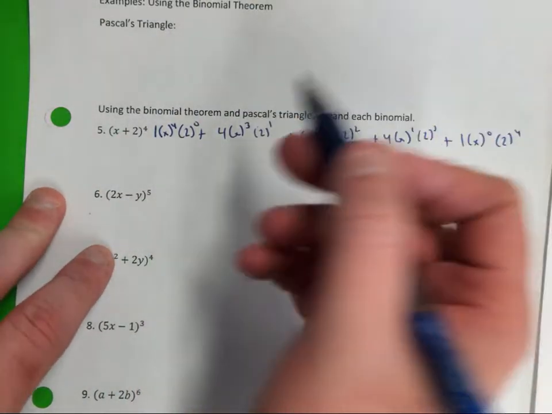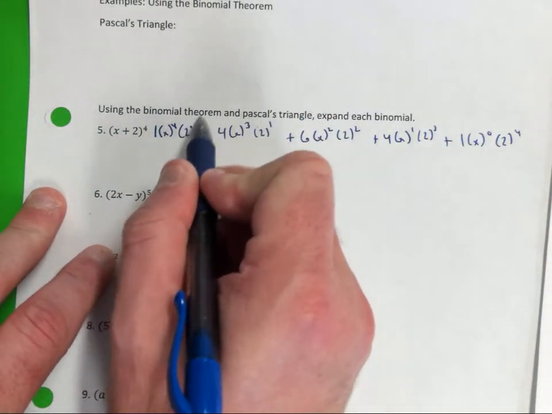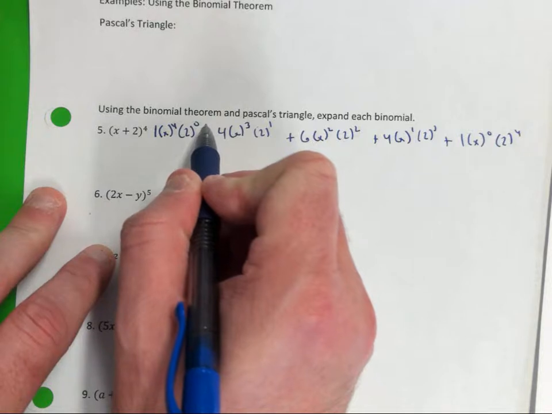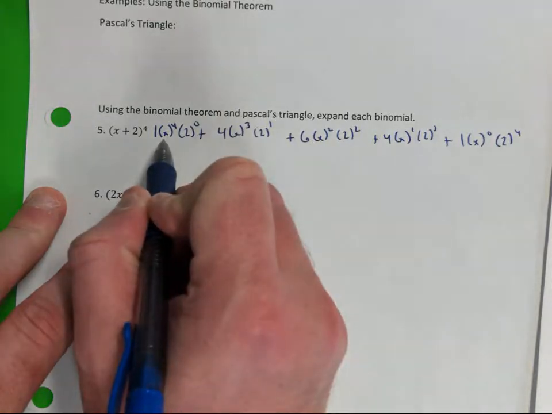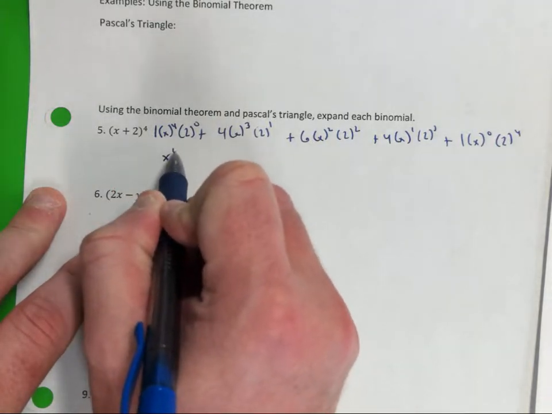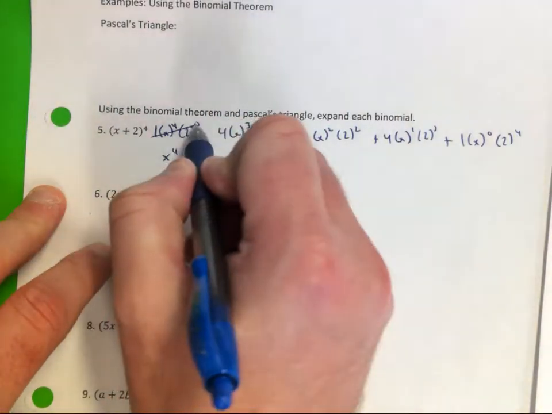Here we go. Alright, anything raised to 0 is what, guys? 1. So do I have to worry about that? No. What's x to the 4th times 1? x to the 4th. I'm going to mark it out. I'm done with that.